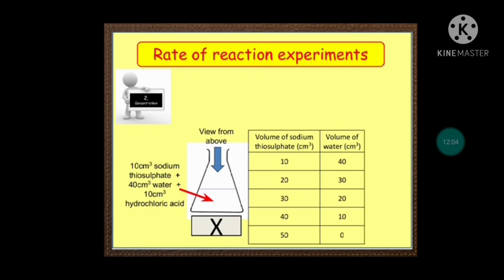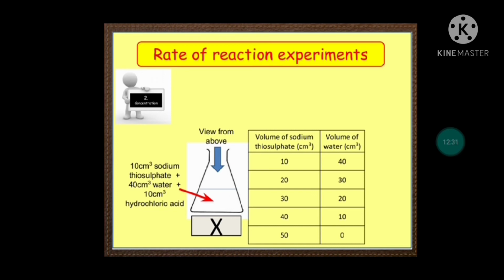As we are moving down the table, we are increasing the amount of sodium thiosulfate: 10 ml, 20 ml, 30, 40, 50, and the water we are decreasing. So in the first one it is a very dilute solution because water is more while sodium thiosulfate is less. But at the end, the last one, we have 50 ml of sodium thiosulfate and no water. So the last one is highly concentrated.